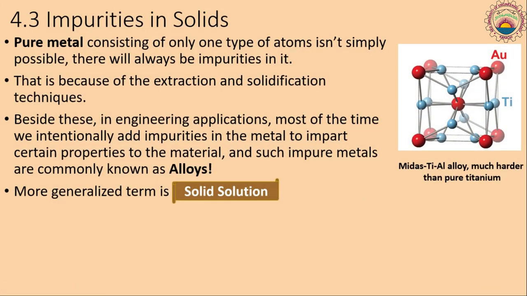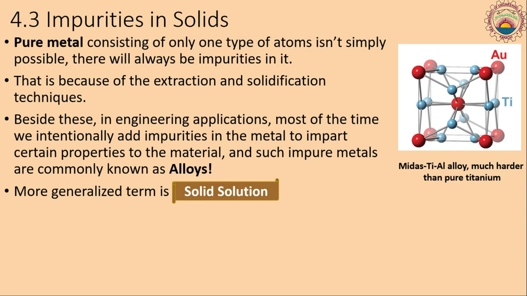So for the second specialized type, that is impurities in solids. A pure metal consisting of only one type of atoms isn't simply possible. There will always be impurities in it. As we have discussed before, a perfect crystal doesn't really exist. There will always be some defects. So there's another rule of thumb that pure metal doesn't really exist. There are always some impurities in that, and that is because of the extraction and the solidification technique.